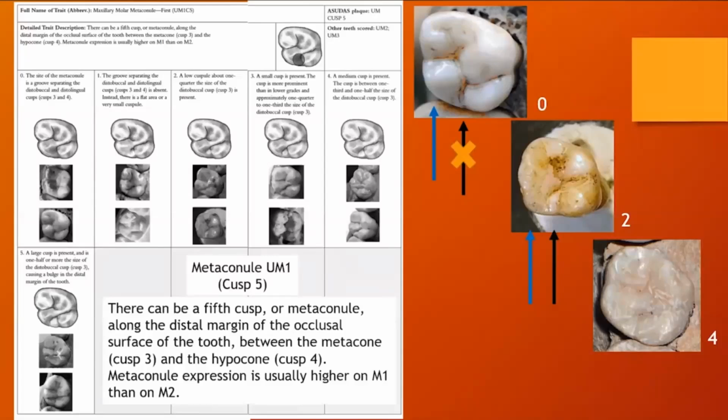Score 2 is the case where the metaconule, the little cuspule in question, is about a quarter of the size of the distal buccal cusp. A score 4 would be one where it's about 1/3 to 1/2 the size. It's usually pretty small, so getting to 1/3 to 1/2 the size of the distal buccal cusp means it's a pretty big expression.